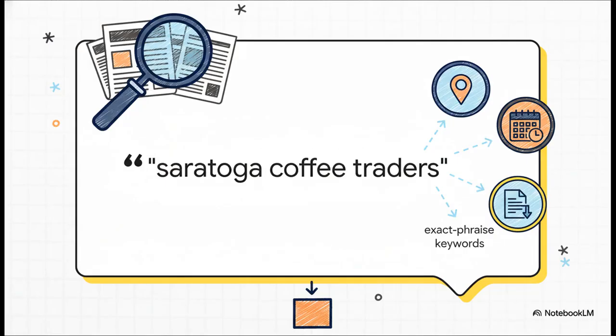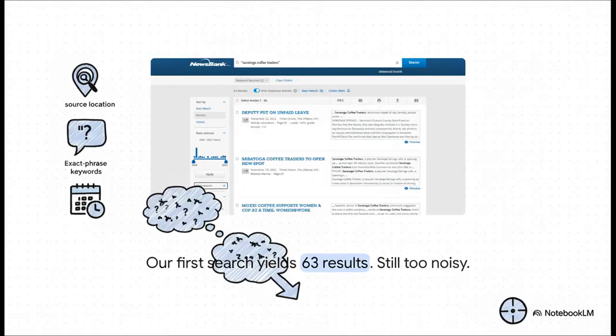Okay, listen up, because this is a pro tip that will save you so much time. See how we're putting Saratoga Coffee Traders inside quotation marks? That tells the database to look for that exact phrase, not Saratoga here and coffee over there, but all 3 of those words together in that exact order. It's a game changer. And here we go.